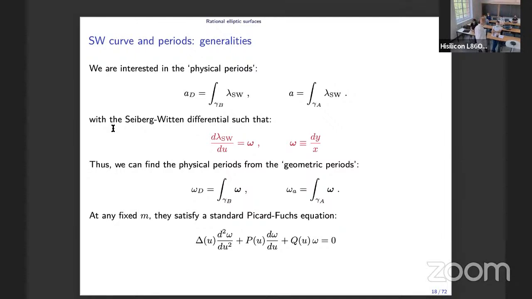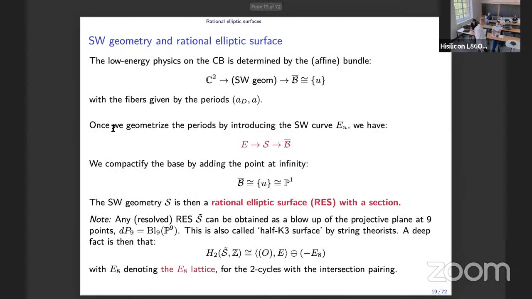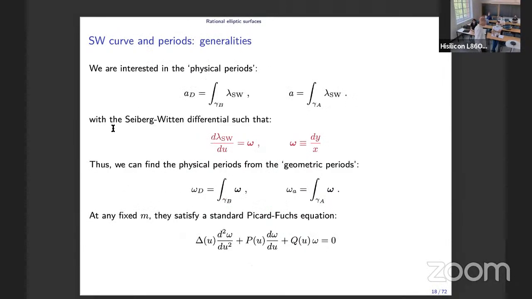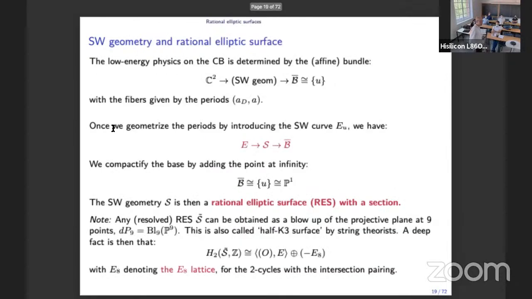And so at first pass, we can focus on the so-called geometric periods, which are just the periods of the holomorphic one form. And they satisfy a standard Picard-Fuchs equation that you can determine for any Seiberg-Witten geometry. So in principle, that would be the hard way to solve the problem of finding everything, right? You set up the Picard-Fuchs equation, you try to solve for the periods, look at the monodromy. One can try, it gets tedious. We did that in a few cases of interest in 5D.